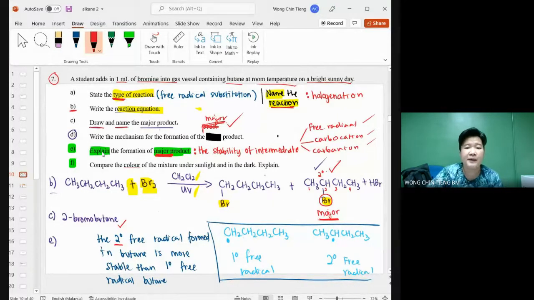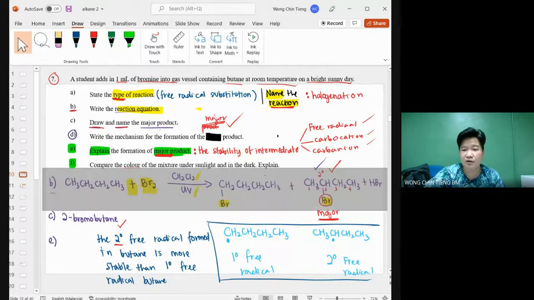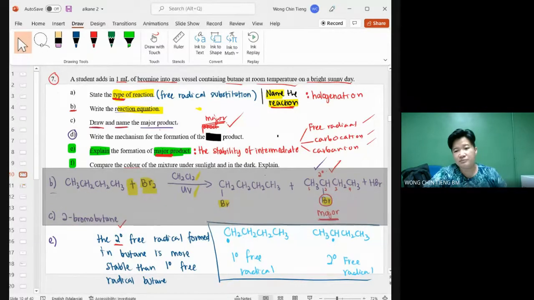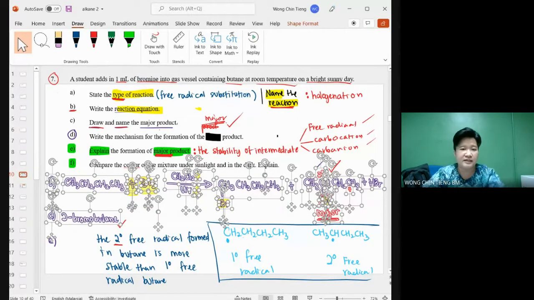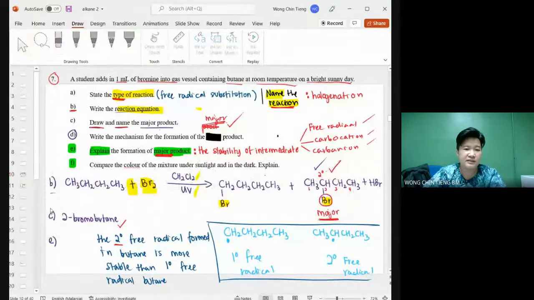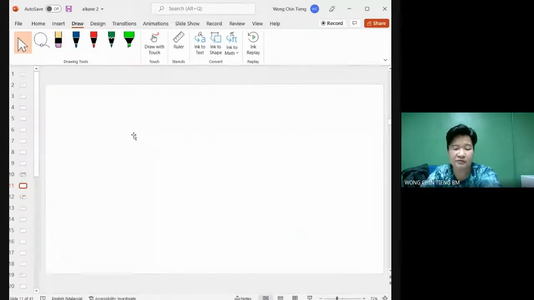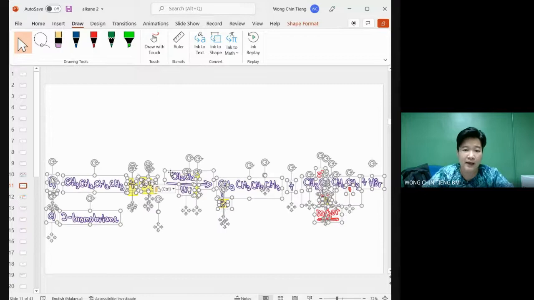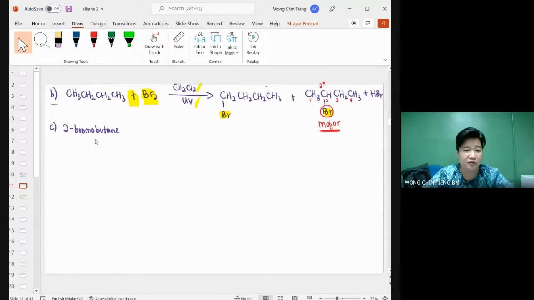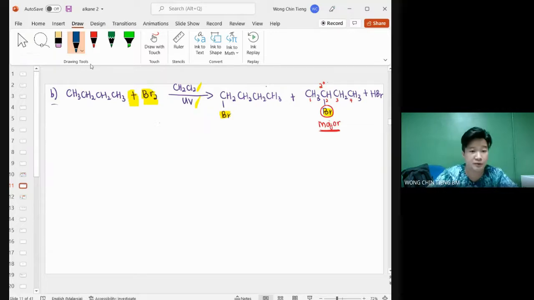Last but not least, question F. Compare the color of the mixture under sunlight and in the dark. So I have this equation right now, and we know that this thing is extremely sensitive to sunlight. We talked about it on Monday, where in step 1, you must have your sunlight. Only then will the reaction happen, right? Step 1, your chain initiation happens.